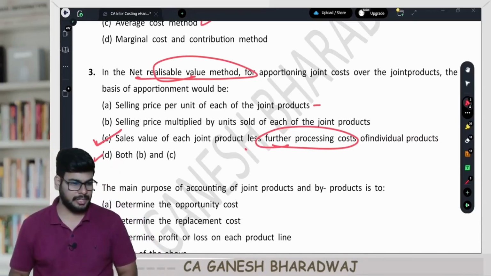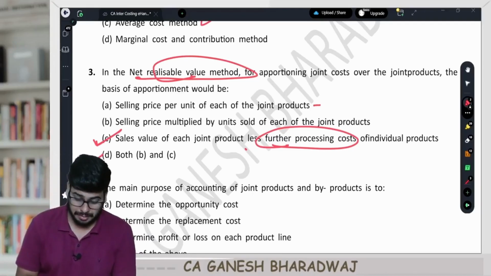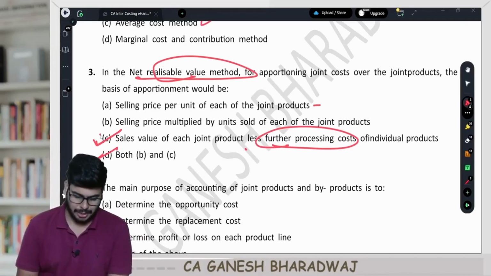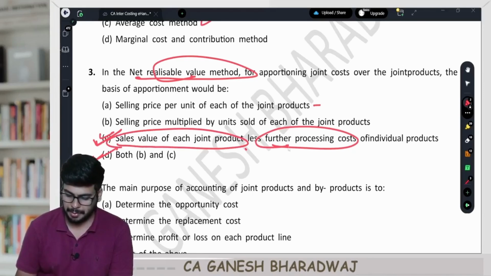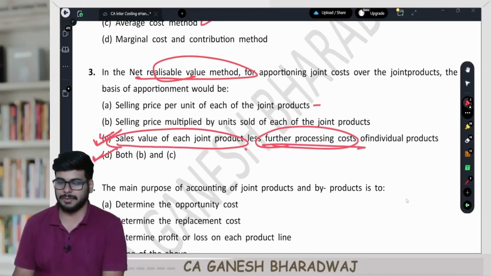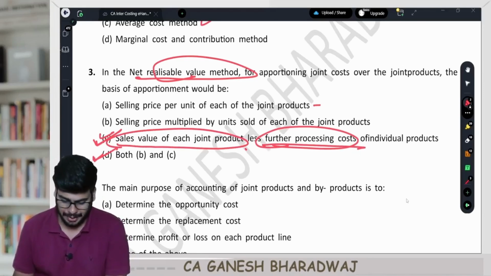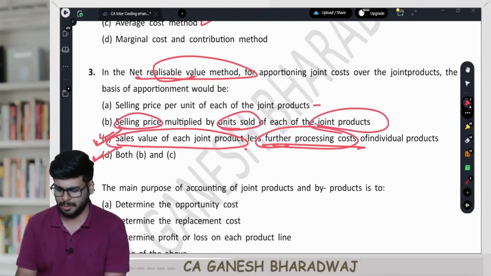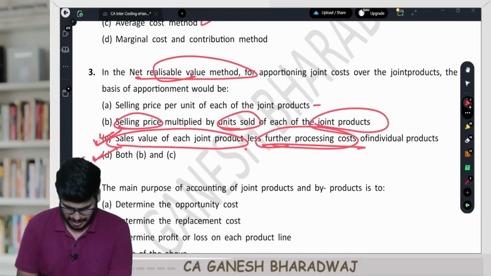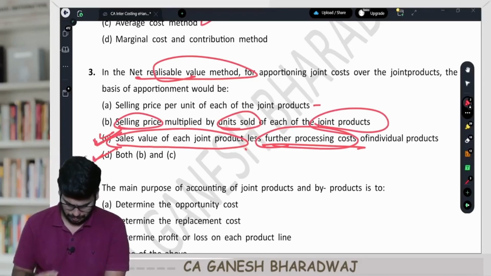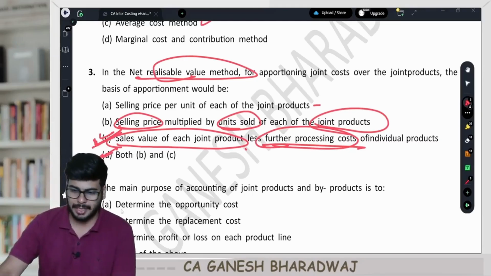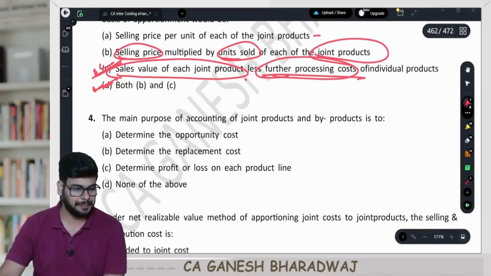So in the institute study material, they have given both B and C. But ideally, in my opinion, the answer should only be C. Obviously, the NRV method is the sale value of each of the joint products less the further processing cost of the individual product. That is called NRV itself. But they have said you can also use selling price multiplied by the units sold of each of the joint products. I would say you take it as C only. In the institute study material, they have given us D, but let's take it as C. Clear with this, guys? Now let's move to the next one. Question number 4.